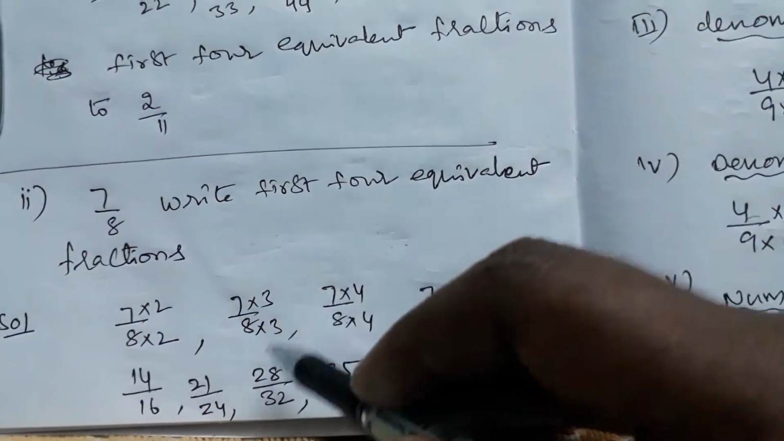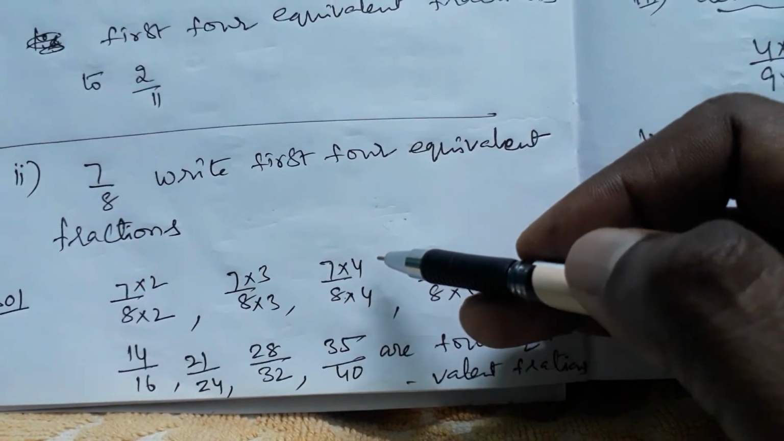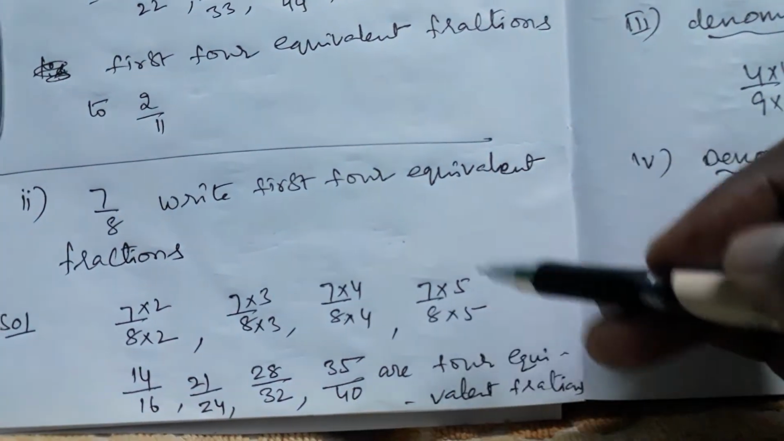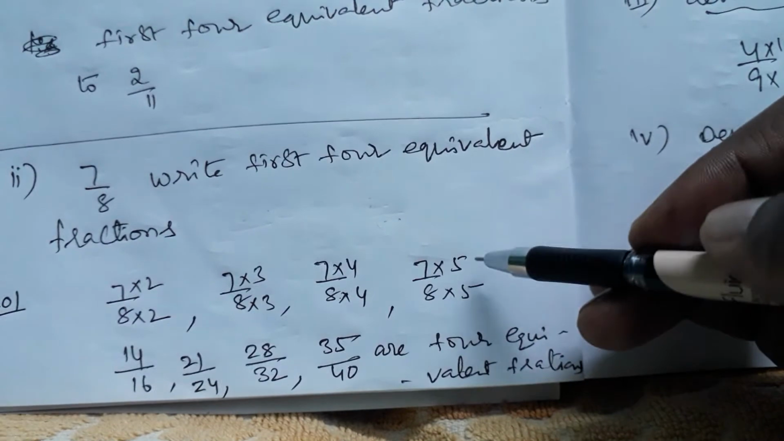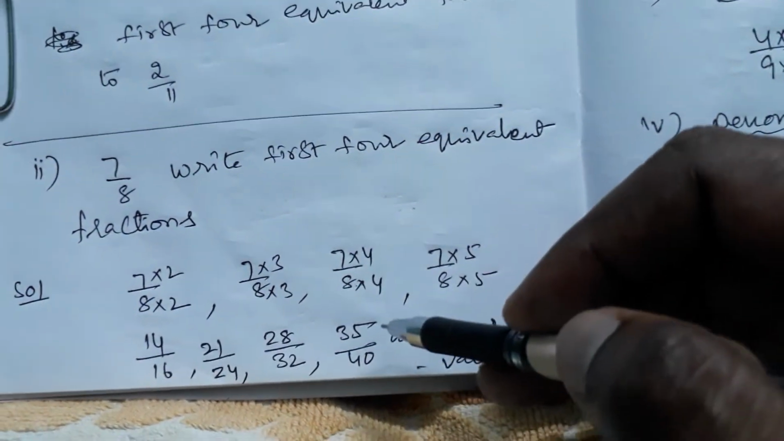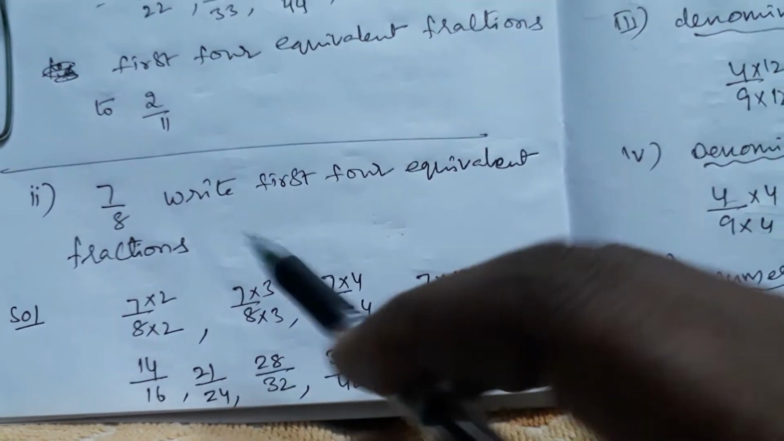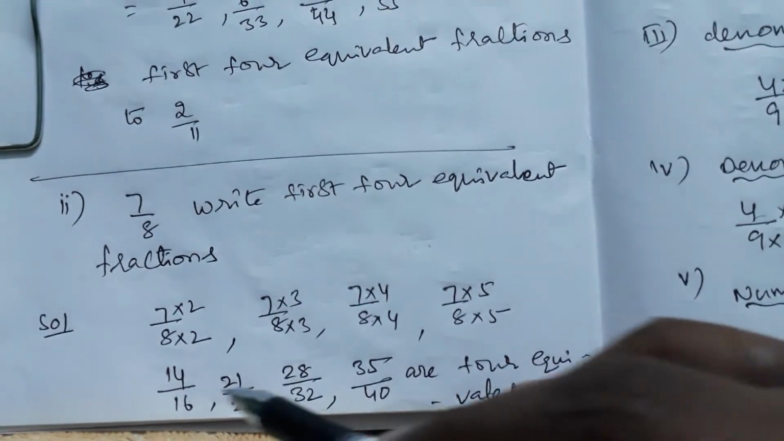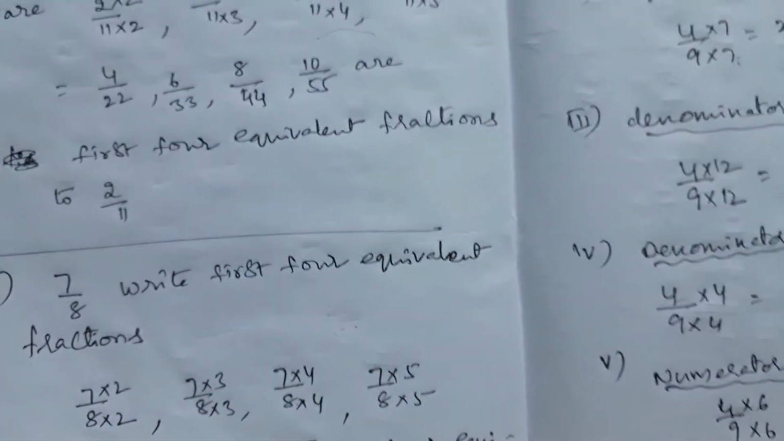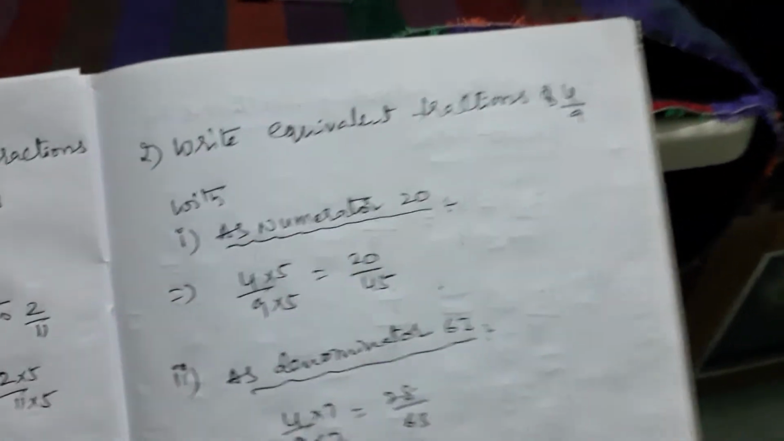Now next equivalent fraction, multiply with next number 4. Multiply numerator and denominator with 4, you will get 28 by 32. Next equivalent fraction is multiply with 5. Next number, multiply numerator and denominator with 5, you will get 35 by 40. These are the fractions equivalent to 7 by 8, the beginning 4 equivalent fractions. In such a way we can find equivalent fractions to the given fraction.